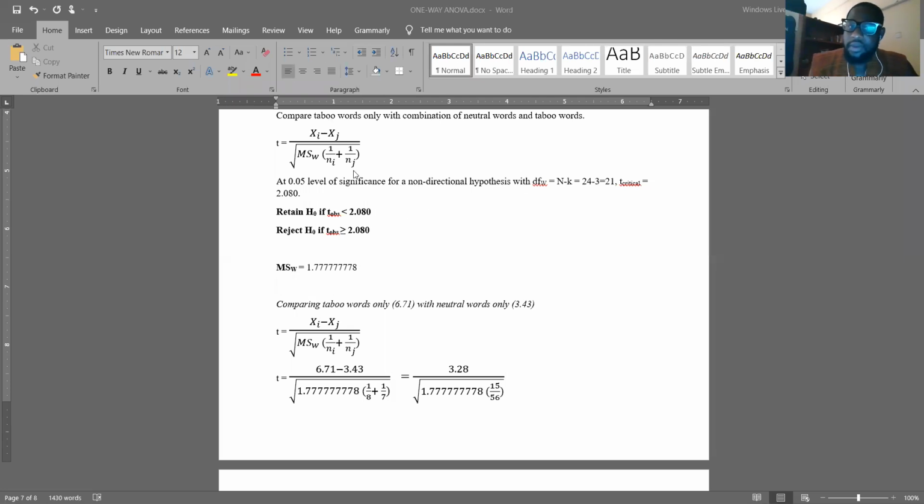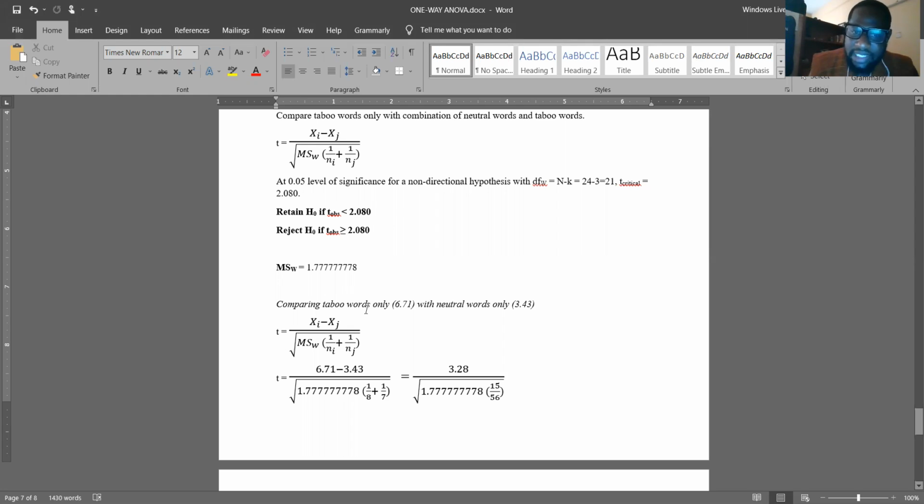Okay. So after you've generated your critical value, you then set your decision rule. Because for us to first solve the protected t-test, I said, assume that it's more or less like we are trying to solve t observed. So we are setting a rule that if our t observed is less than 2.080, which is the critical value, we are supposed to retain H0. And if the t observed is greater than 2.080, we are supposed to reject H0.